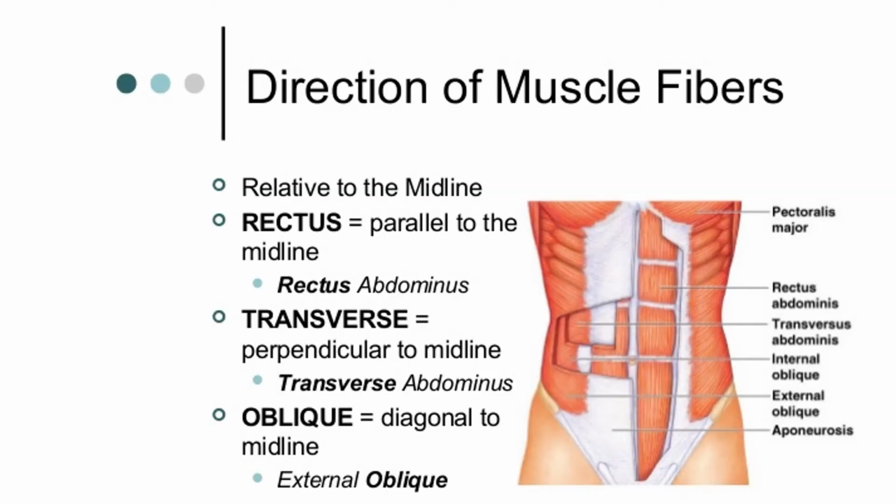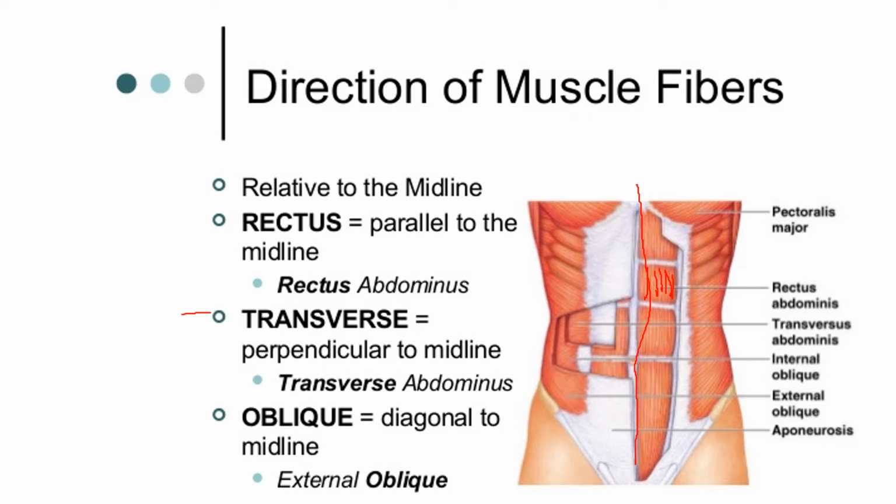Direction of muscle fiber. We have the rectus, parallel to the midline. Parallel is just going in the same direction. So here's the midline, going from north to south. When we talk about the rectus, it's parallel, so the rectus muscles are going north to south.